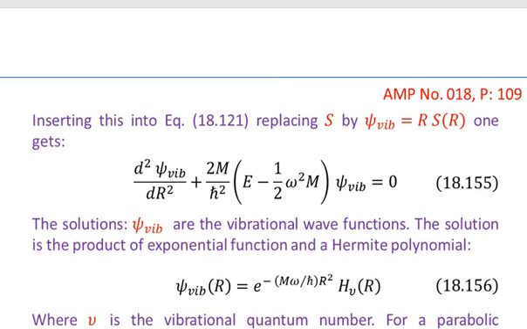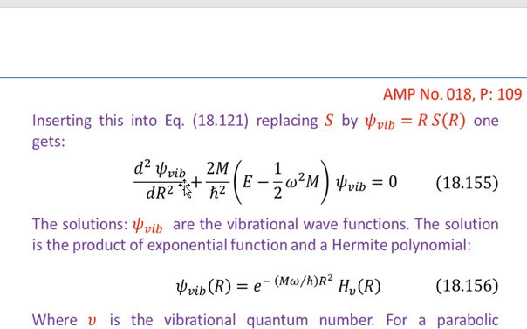Inserting equation number 121, replacing capital S by psi of vibration equal to R times S of R, one gets the following quantity. So you see that in equation number 121, which is mentioned in the previous lecture, there was a differential equation. In that differential equation, we have replaced the wave function psi vibration with R times S of R. Then one gets that differential equation modified as given in equation number 155.